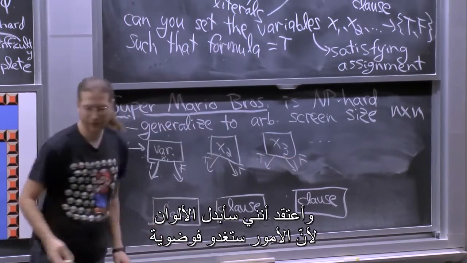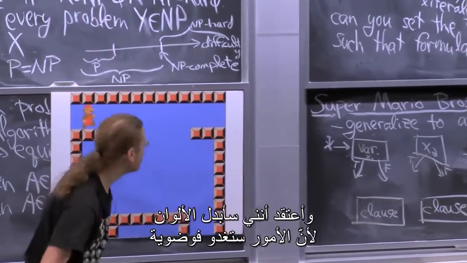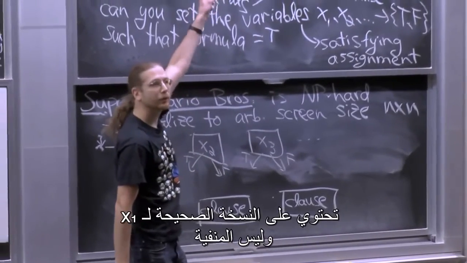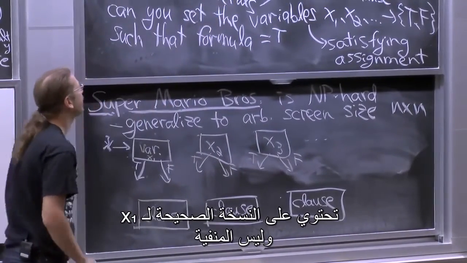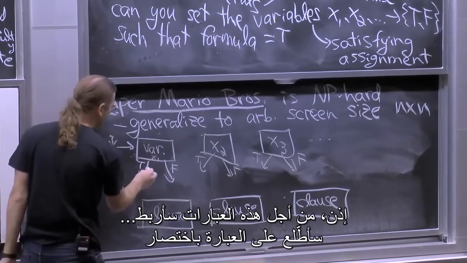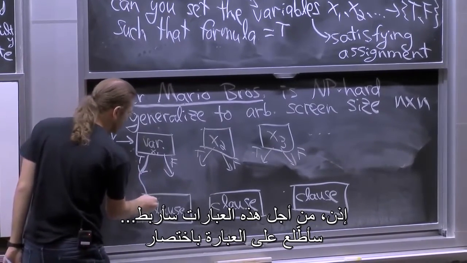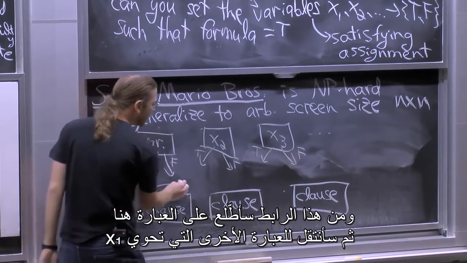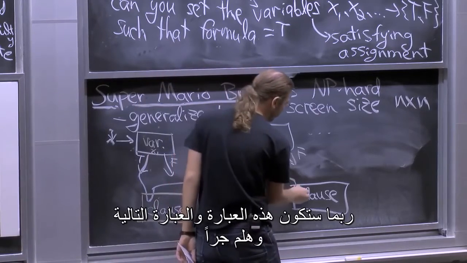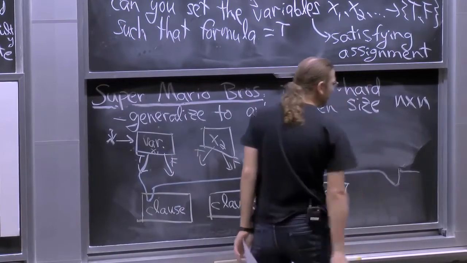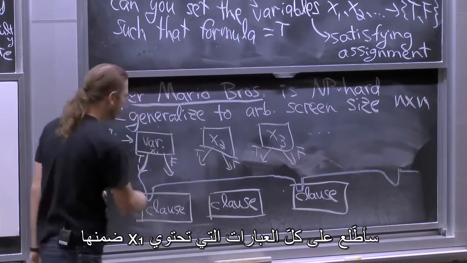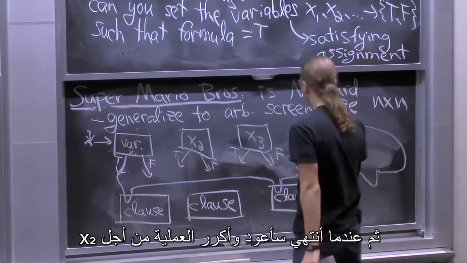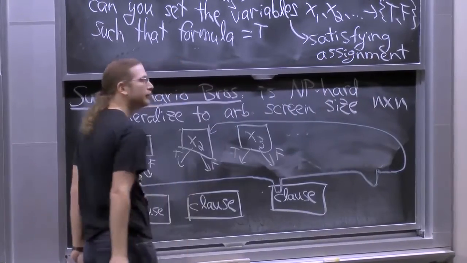Okay, and I think I'll switch colors. This is about to get messy. So the idea is that some of the clauses have x1 in them, the true version of x1, not x1 bar. For those clauses, I want to connect. I'm going to dip into the clause briefly. So from this wire, I'm going to dip into the clause here, and then go to the next clause that has x1. Maybe it's this one, and the next one, and so on. All the clauses that have x1 in it, I dip into. The other ones I don't. And then once I'm done, I'm going to come back and feed into x2.